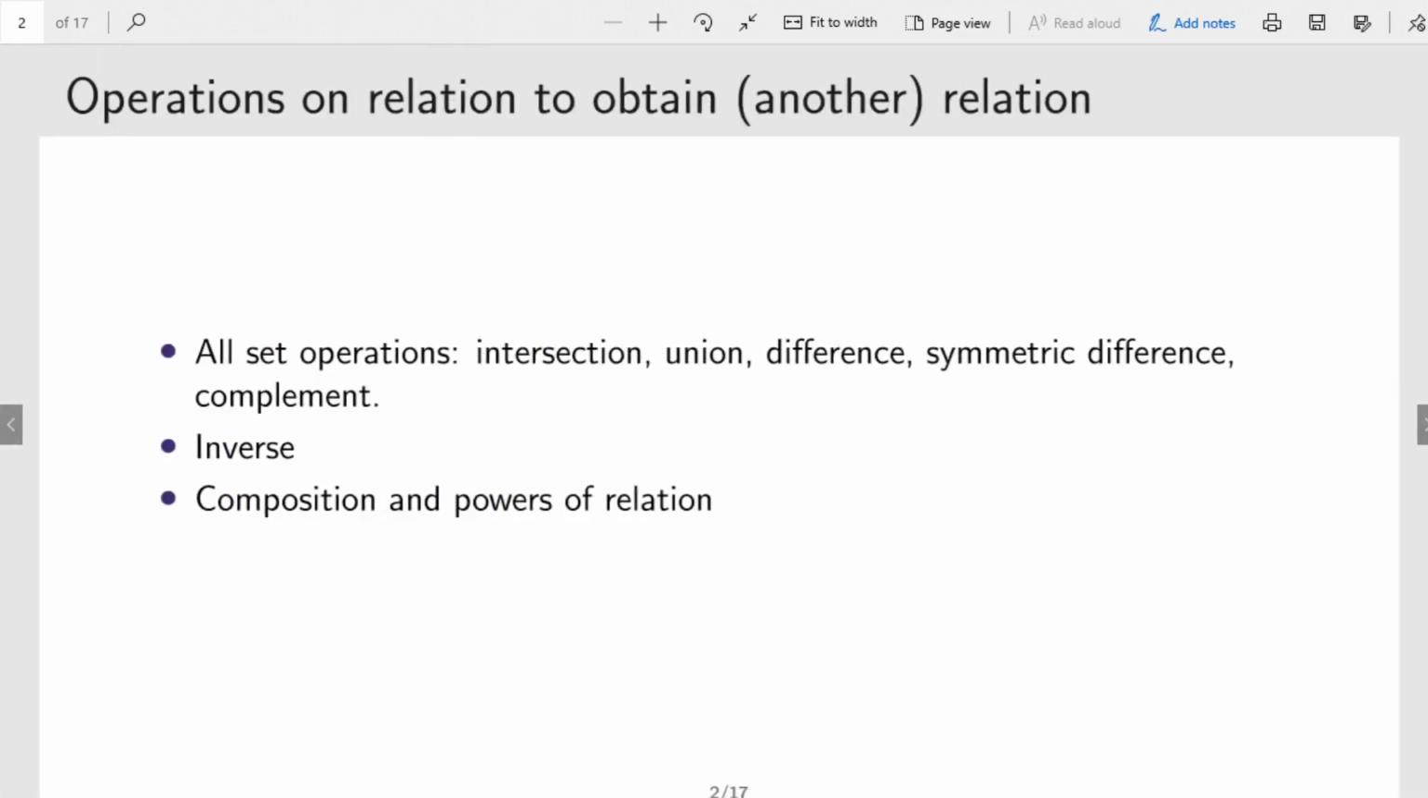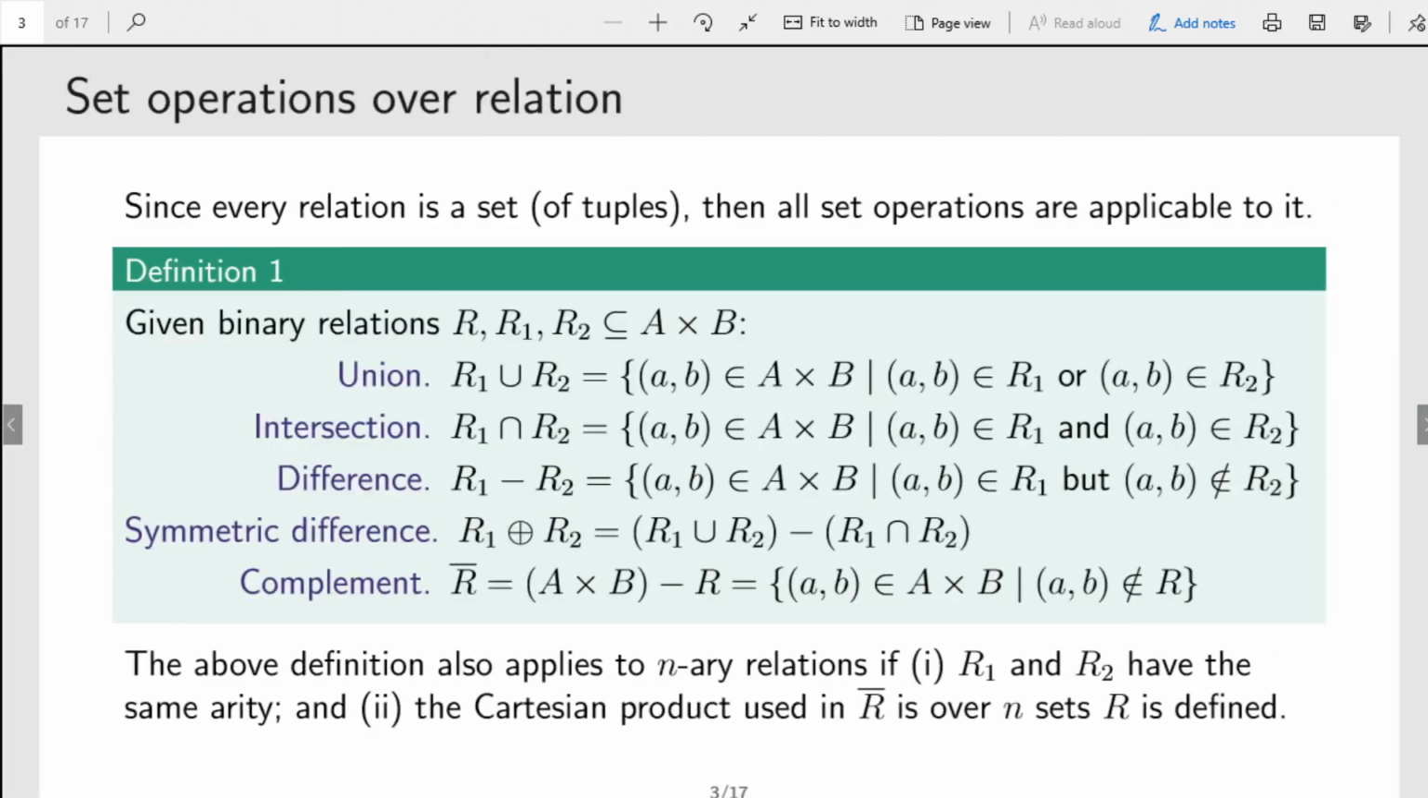Operations on relations are things you do to get another relation. Notice the difference between these and the properties of relations that we discussed in the previous video series. In this video series, we will talk about operations on relations, which include all set operations on relations, the inverse operation, composition, as well as powers of relations. So the first one is set operations over relations.